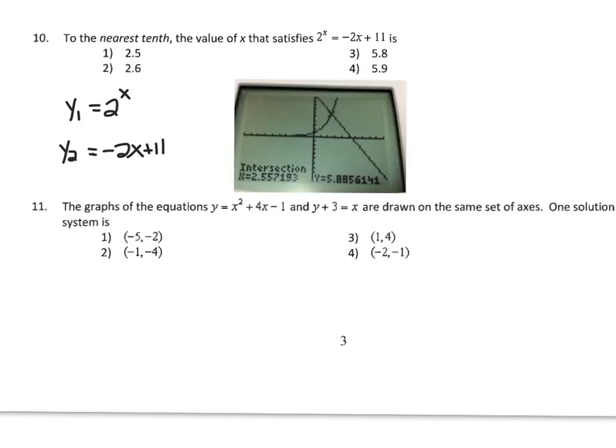Okay, so you could see that it occurs right here at 2.5. Well, this 5 is going to round that up to a 6, so at 2.6, so choice 2.